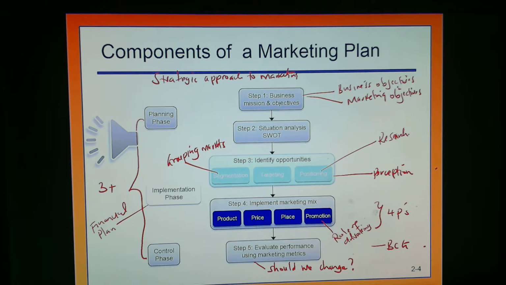Then the next step, which is step 3, is to identify opportunities. Remember, we can identify these opportunities by analyzing the environment, both internal and external, especially the external environment. For example, by undertaking the external analysis, we can identify some of the unmet needs in the markets, and therefore that could be an opportunity the business should pursue.